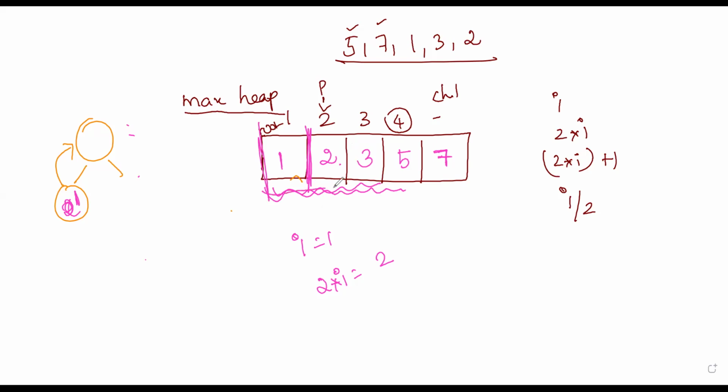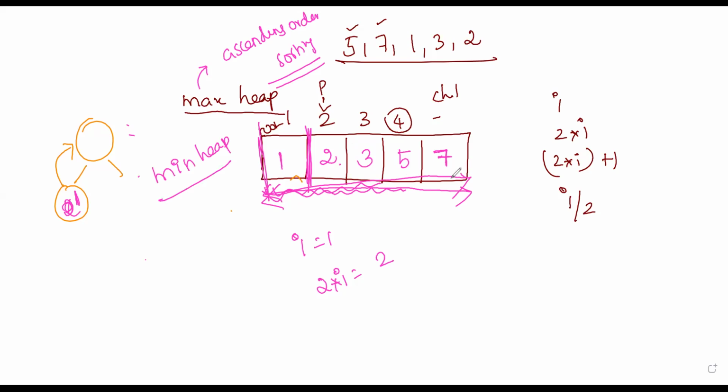So when you are deleting the element and putting the element one by one in the empty space, what did you get? You got a sorted order. If it is a max heap and you're deleting the element one by one and arranging the elements in an array, you'll get ascending order sorting. Similarly, if it is a min heap and you're deleting the element and putting the elements one by one in an array, then you'll have descending order sorting.